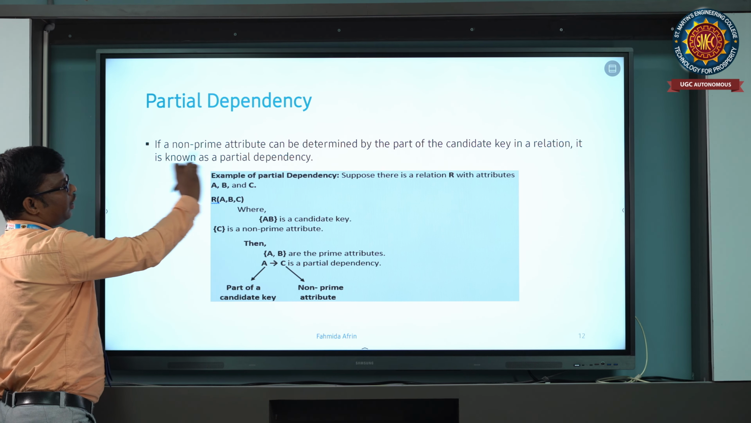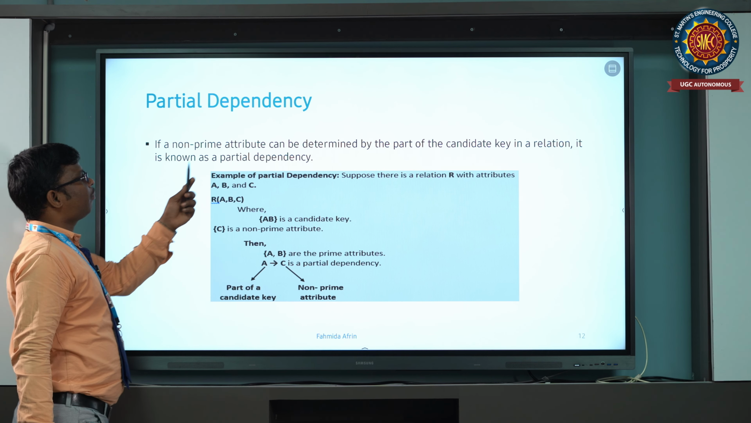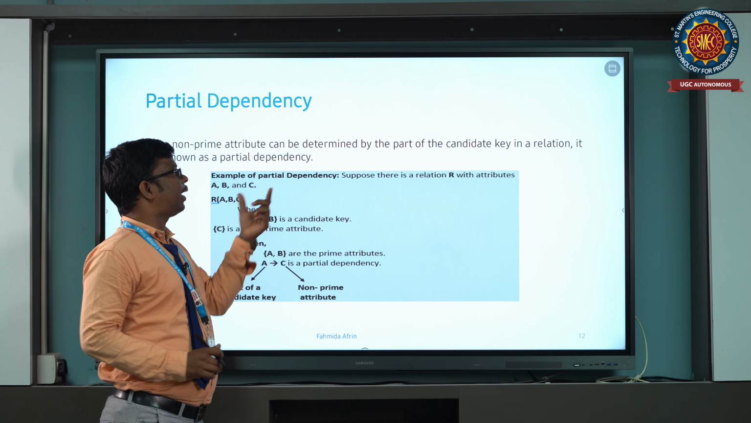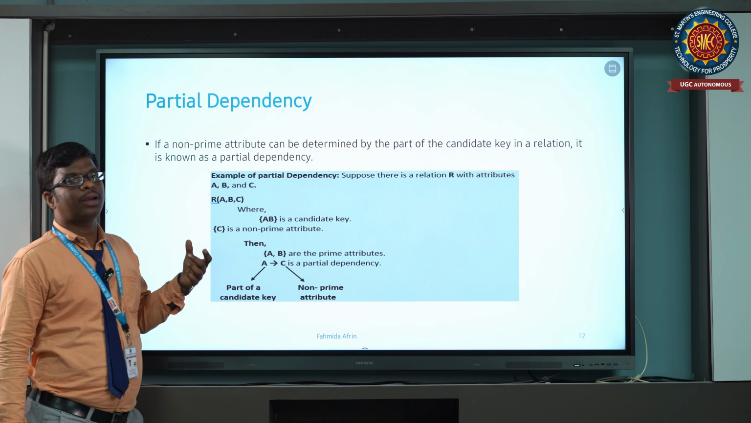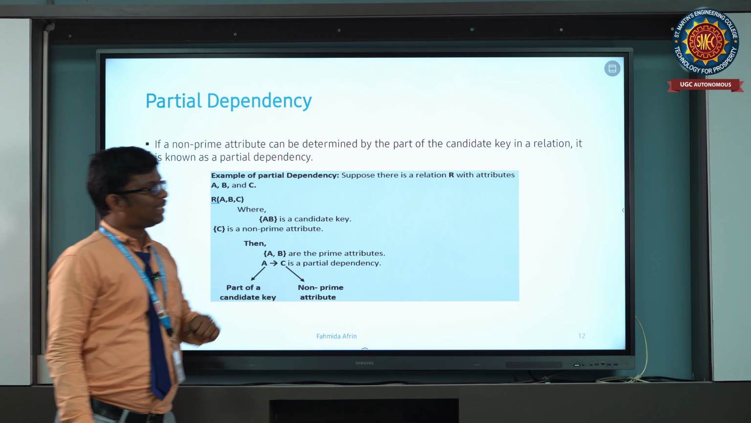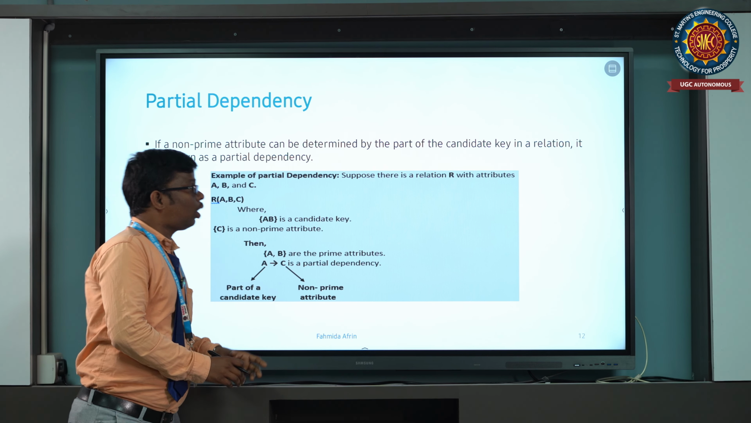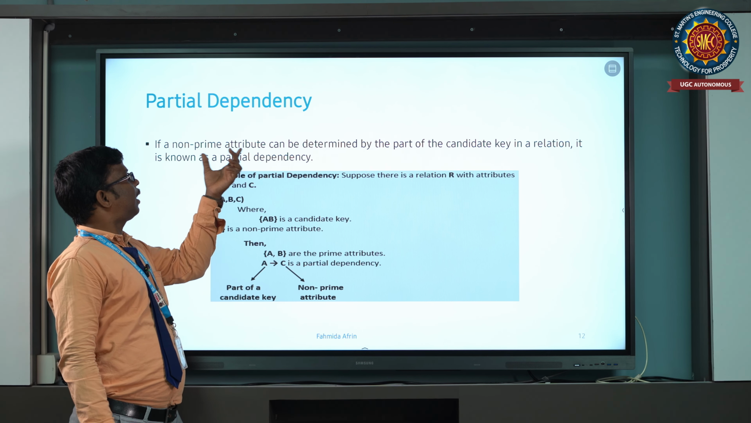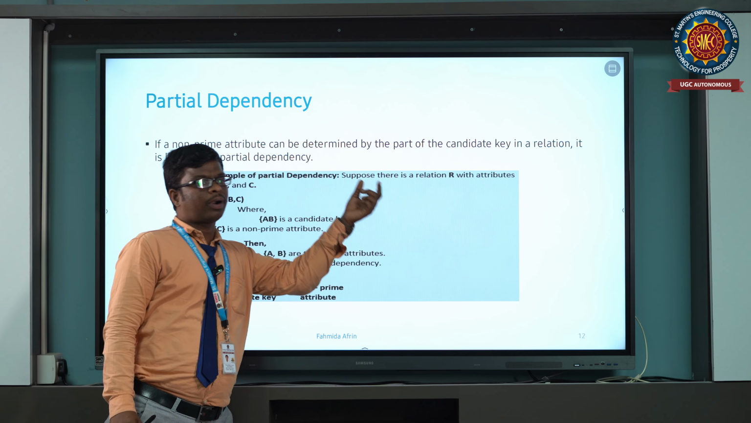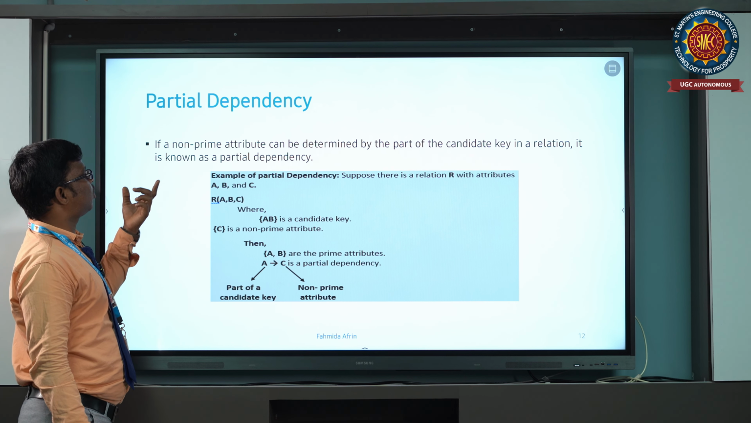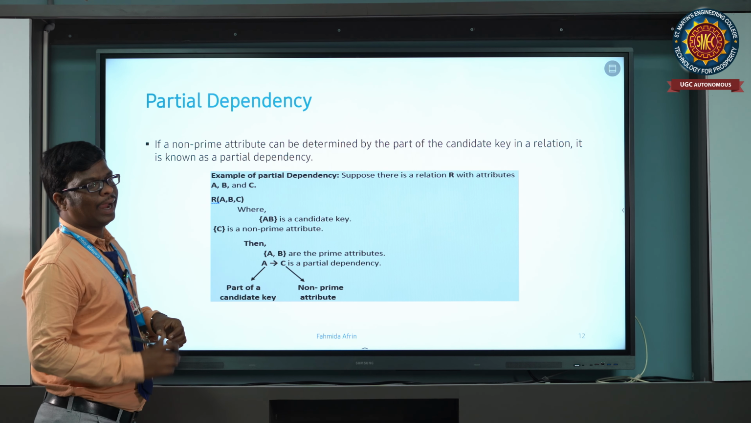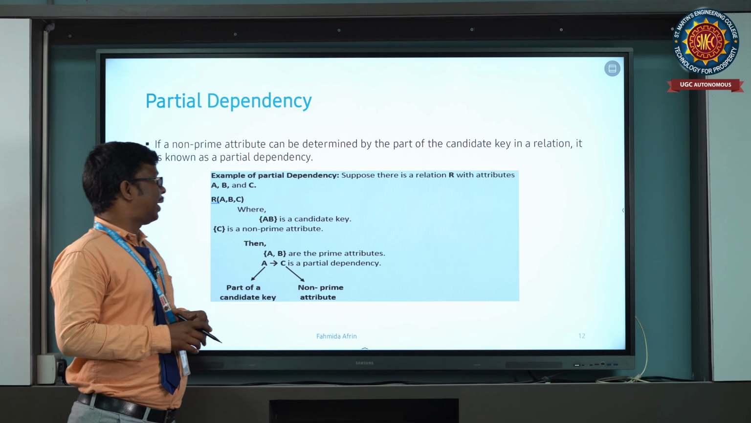Next, here you have to see if a non-prime attribute can be determined by part of the candidate key in a relation. In that relation table, if non-prime attributes can be determined by only part of the candidate key, that is known as a partial dependency.